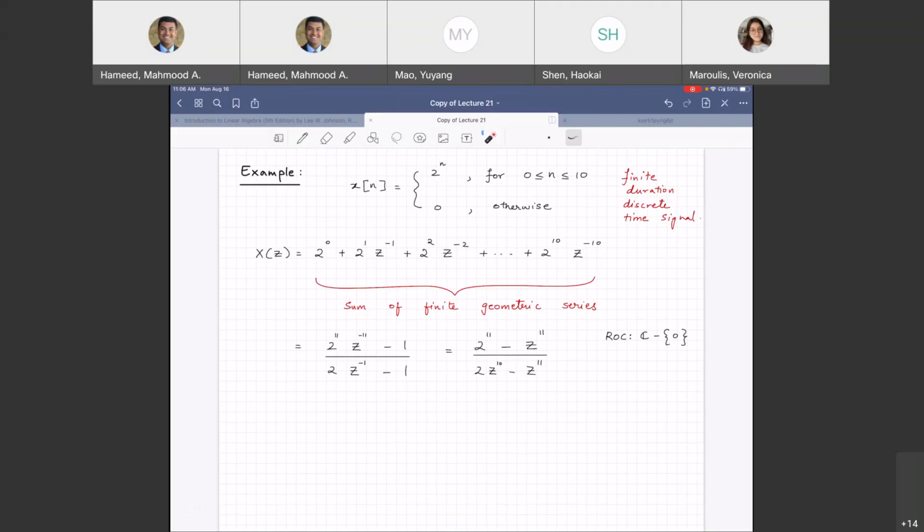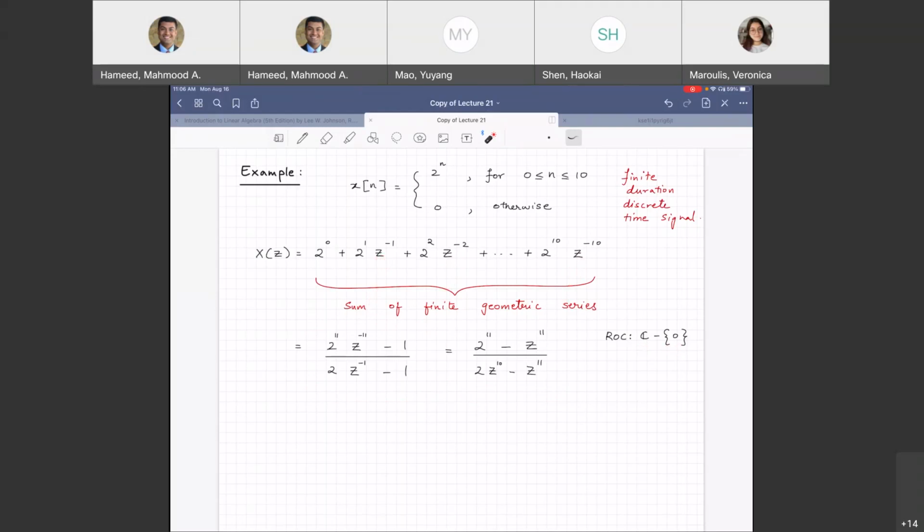Now, if you observe, this is essentially a sum of a finite geometric series. So you use your power series formula, and I'll talk about that in just a minute, and you can write the sum of the geometric series as this. And you can simplify it a little bit further. So the ROC over here is going to be everything in the complex plane, and because you are seeing a lot of negative powers of z, you're going to have to subtract 0 from the region of convergence.